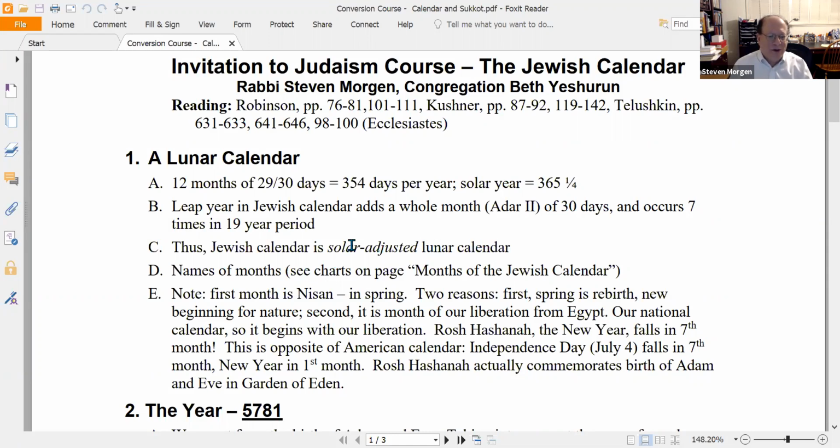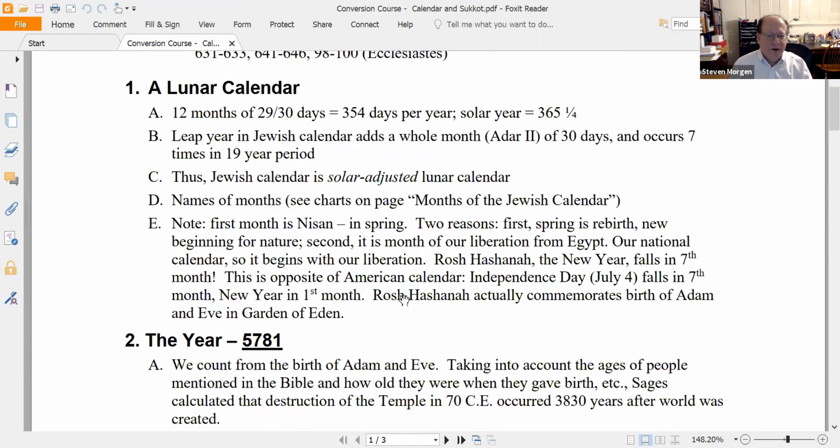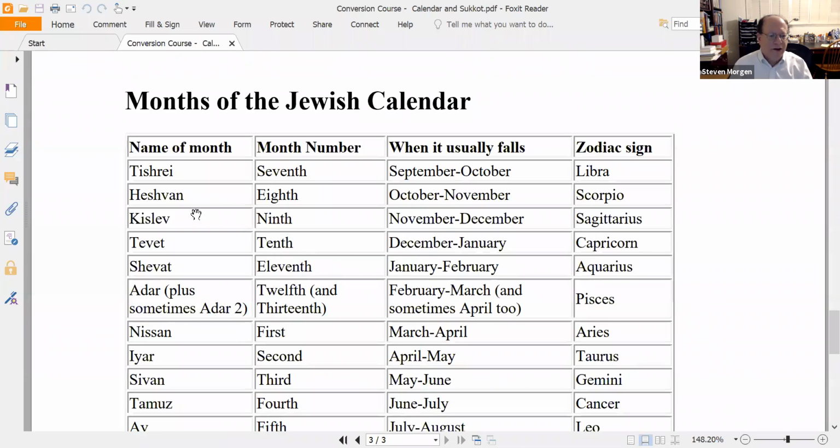Okay, so that makes us a solar adjusted lunar calendar. If you're interested in all of the names of the months in the Jewish calendar, you can just flip to the end. Here they are. The name of the month in Hebrew, the number it is in the calendar, right? First, second, third, fourth, fifth month, seventh month, eighth month, ninth month, 10th month. When it usually falls in the solar year, September, October, etc.